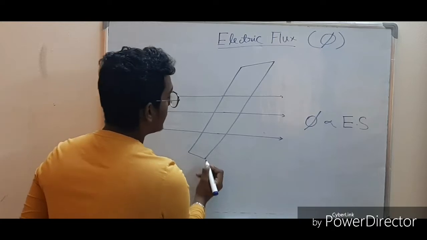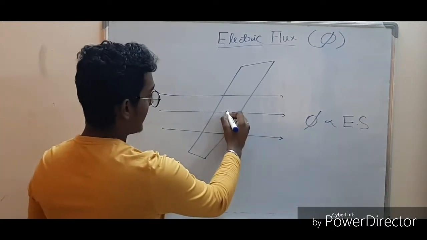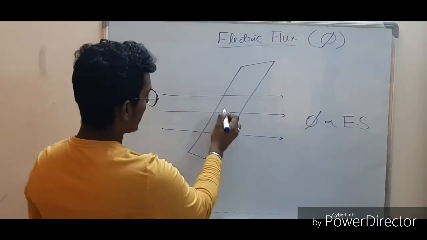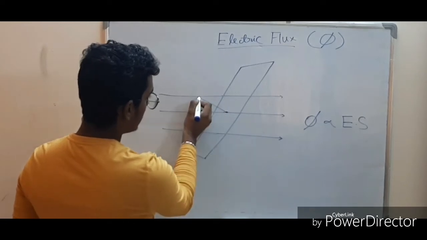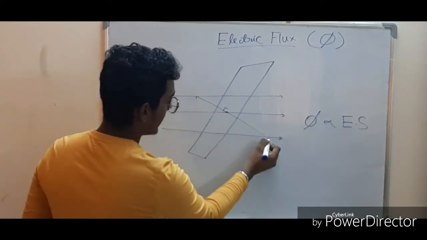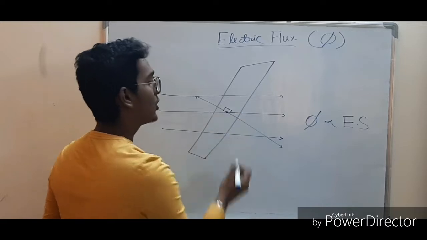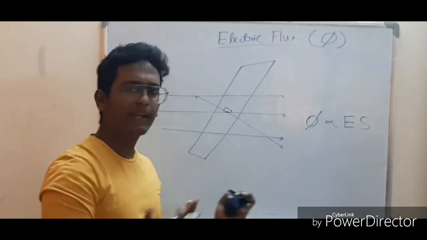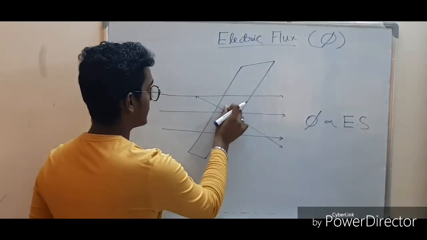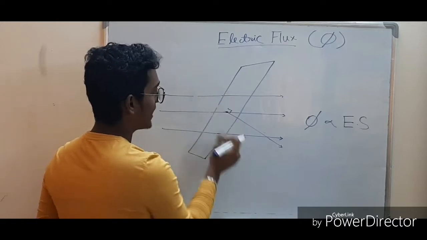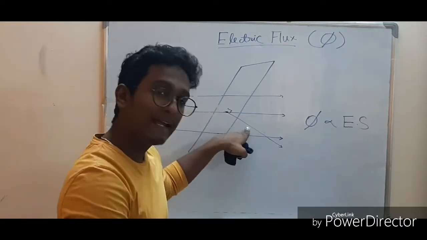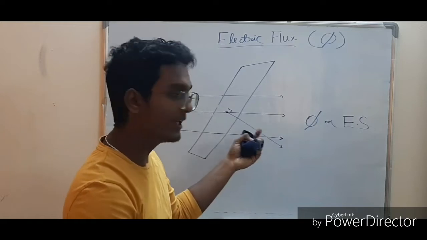Okay, so now the area vector of this plane can be in both the directions. One either in this direction, perpendicular, or the other one in this direction. Both are being perpendicular. So let's consider any one. So let's consider this direction. So this is the area vector which the plane has with respect to the electric field lines.